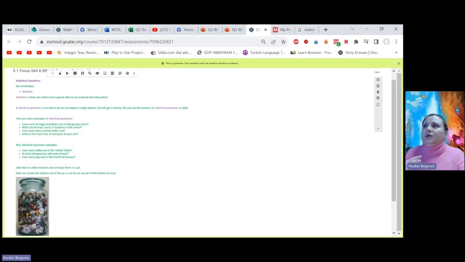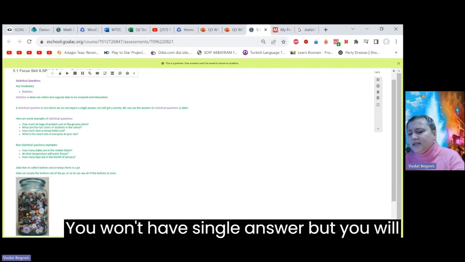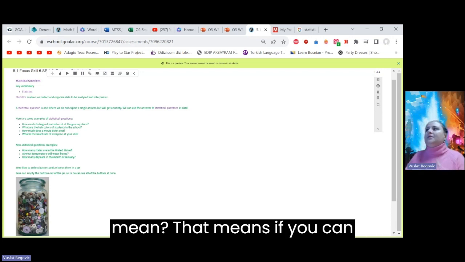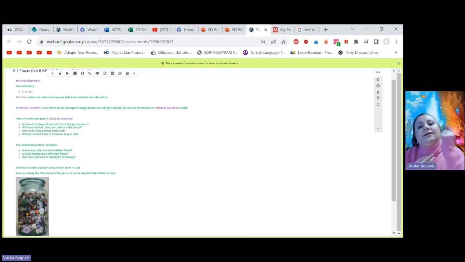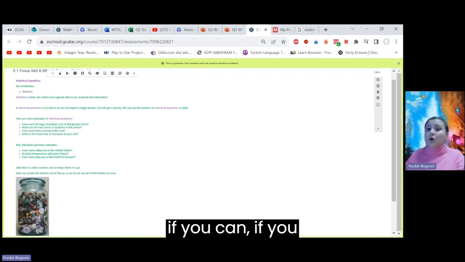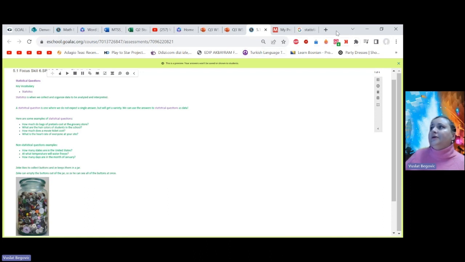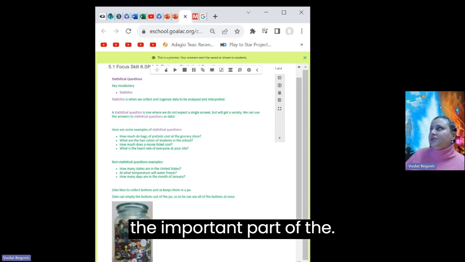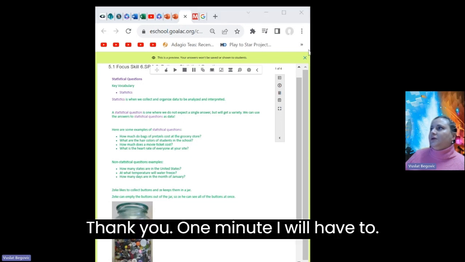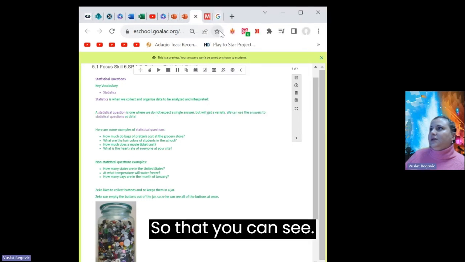Hello, everyone. So a statistical question, what is that? You won't have a single answer, but you will have many answers. What does that mean? That means if you can collect data with one question, then that is a statistical question. But if you cannot do that, then it is unfortunately not a statistical question. That is the important part of the thing.